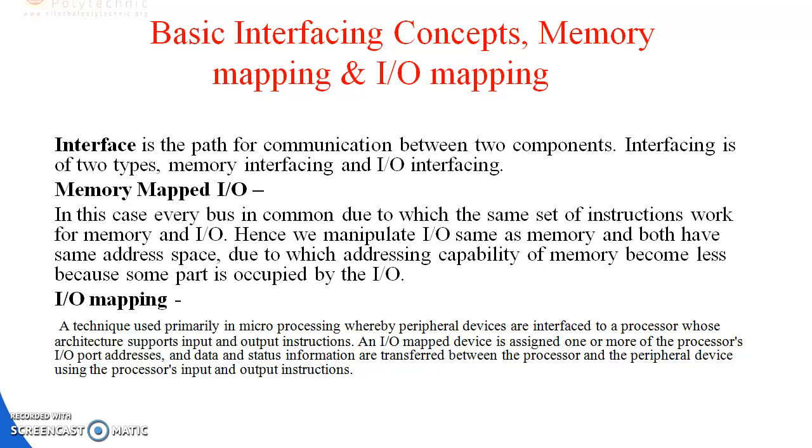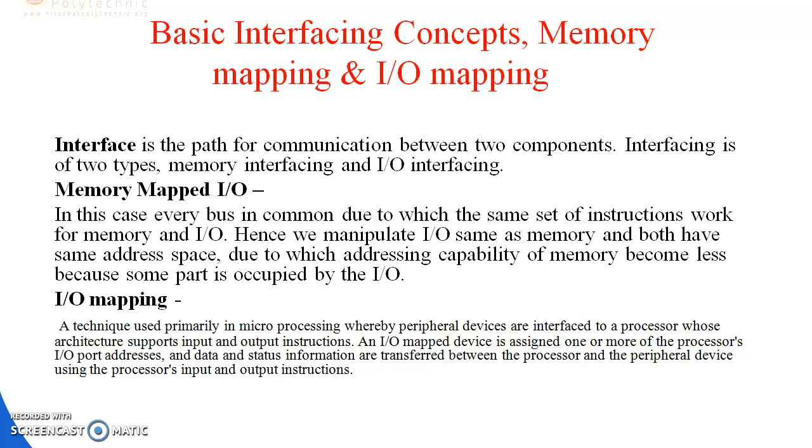Interfaces are of two types, memory interface and input-output interface. In memory mapped I/O, every bus is common, due to which the same set of instructions passes for memory and input-output devices. Hence, we manipulate input-output the same as memory, and both have the same address space, due to which the addressing capability of memory becomes less because some part is occupied by the input-output devices.